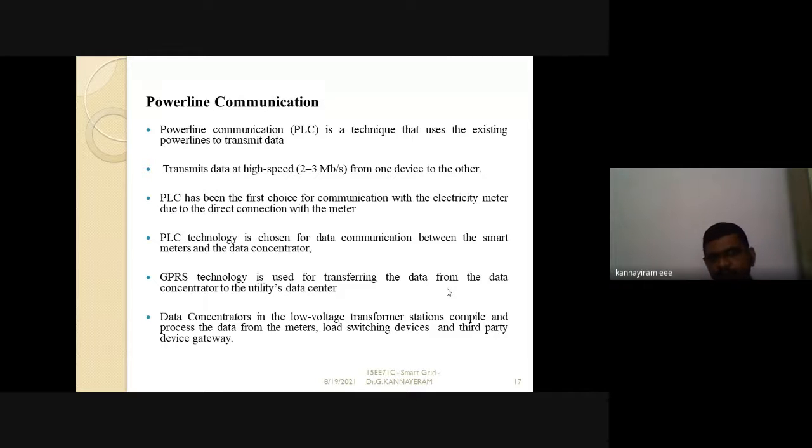The data can be stored or accumulated in a device, that is the data concentrator. The communication takes place between your smart meter and the data concentrator. Another technology, GPS technology, can also be used to transfer the data from the data concentrator to the utility data center. The data concentrators are normally at the low voltage transformer station and process the data from the smart meter, load switching devices and also the third party device gateway.